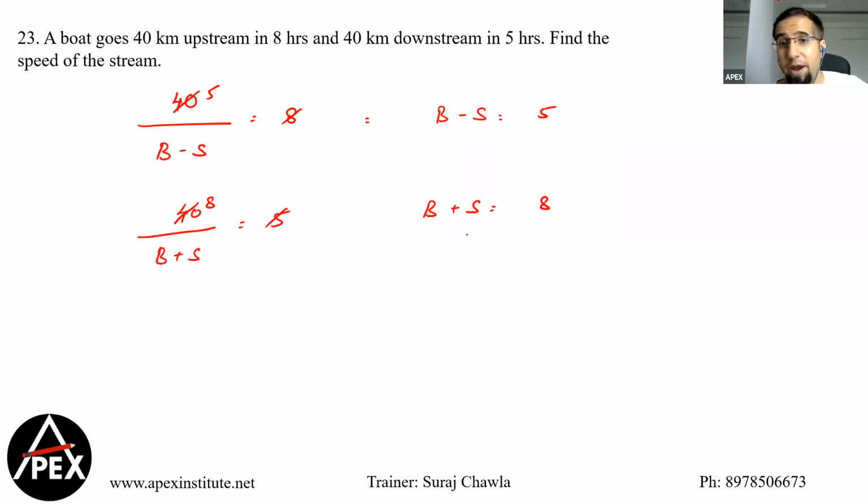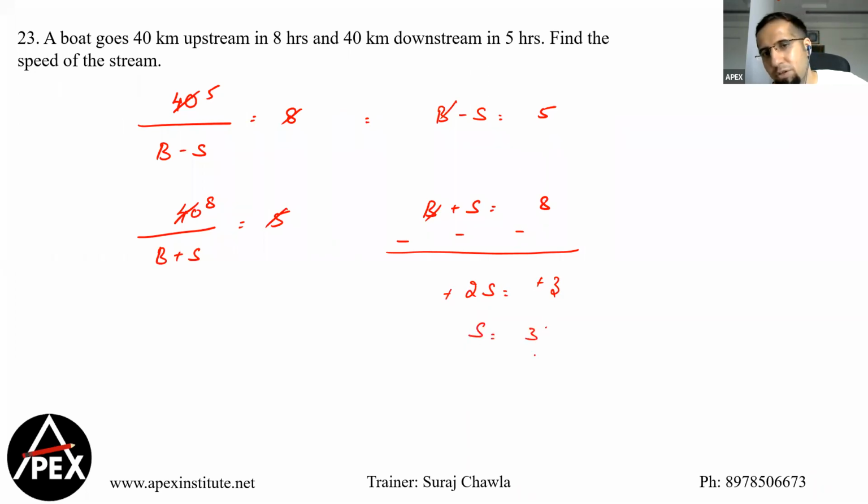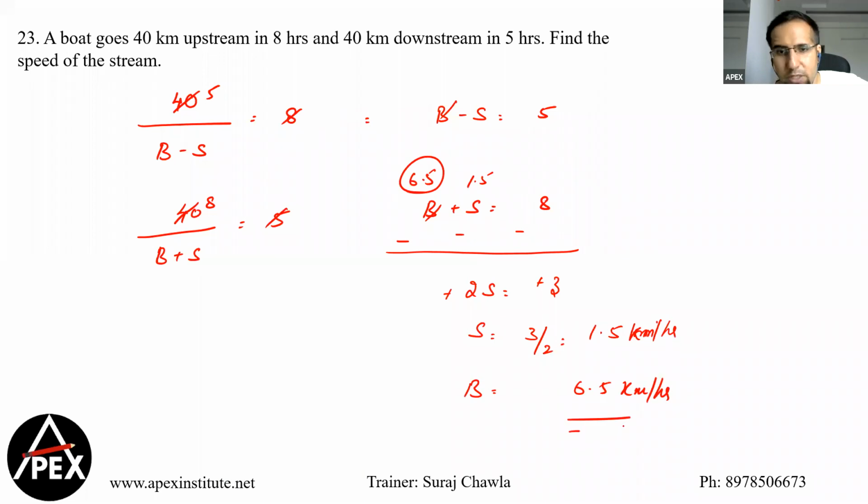Now the question is asking you to find the speed of the stream. So if I subtract both of them, I get minus 2S is equal to minus 3, or minus and minus get cancelled. The value of S is equal to 3 by 2, which is equal to 1.5 kilometers per hour. If the speed of the stream is 1.5, then the speed of the boat becomes 6.5 kilometers an hour. So you can remember both of them. The speed of the boat is 6.5 kilometers per hour.